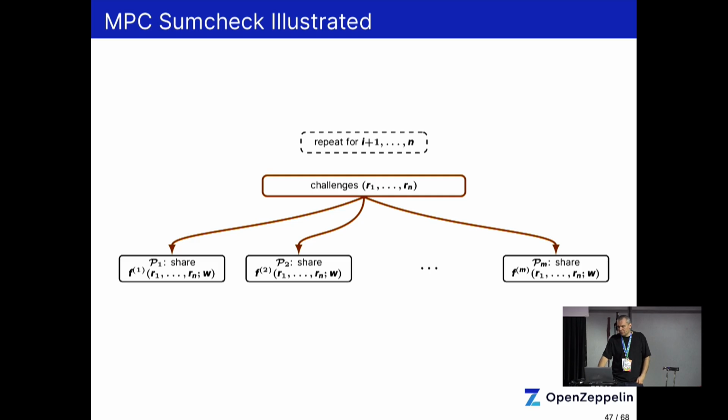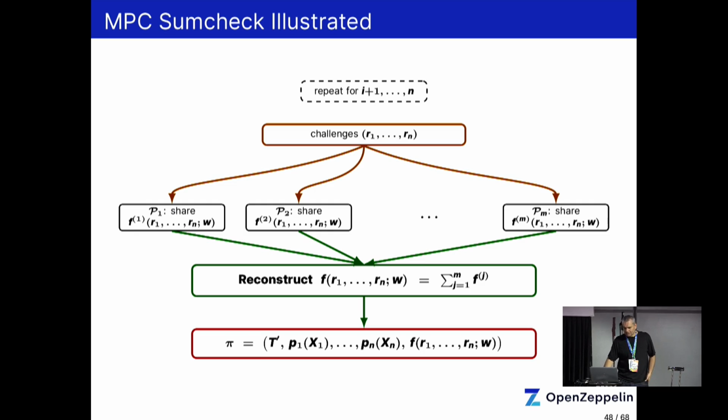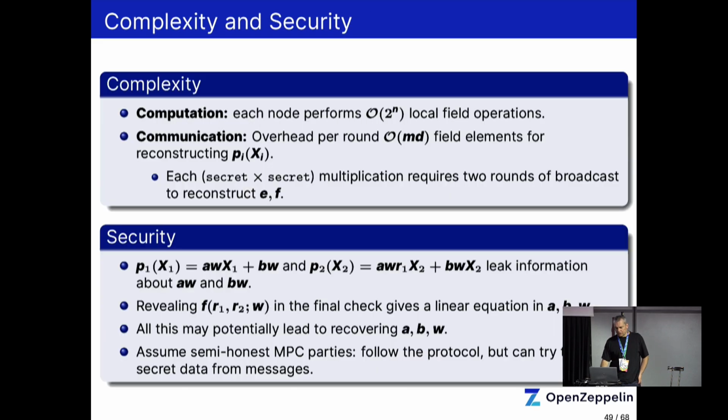And that's the final check where they compute their own partial evaluation of the function, the share of the final check, and they reconstruct the evaluation of the function in the end and show the final proof.